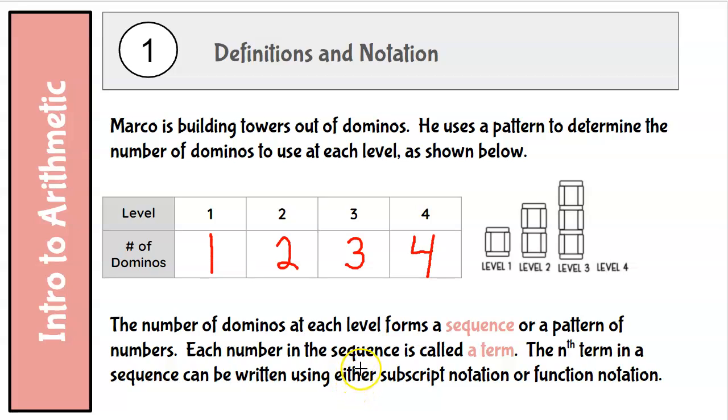The number of dominoes at each level forms a sequence or a pattern of numbers. A sequence can be any pattern of numbers. This one happens to be an arithmetic sequence, which we'll talk more about in a minute. Each number in the sequence is called a term. The nth term in the sequence can be written either using subscript notation or function notation. This is the first term, this is the second term, this is the third term, and this is the fourth term.